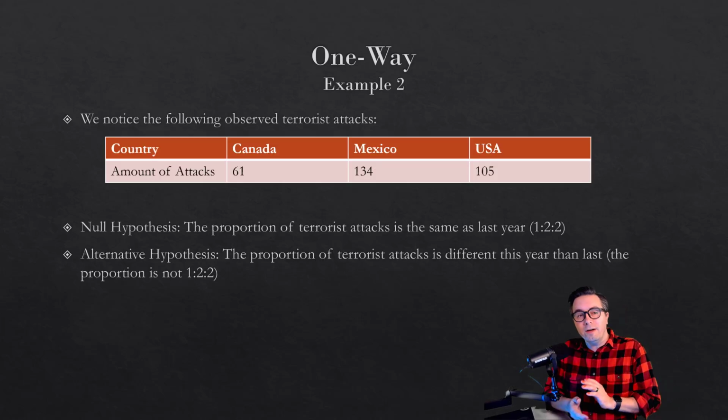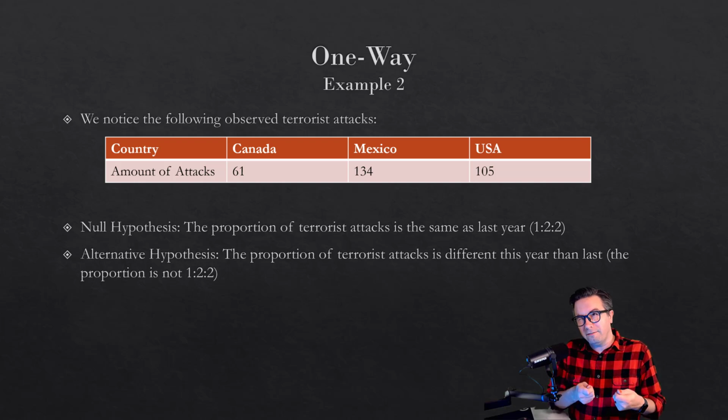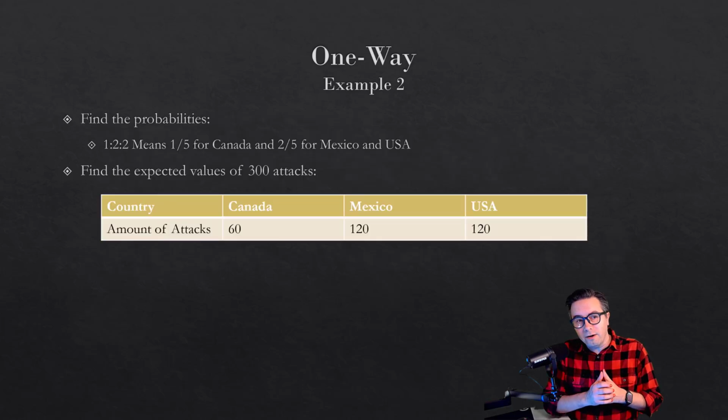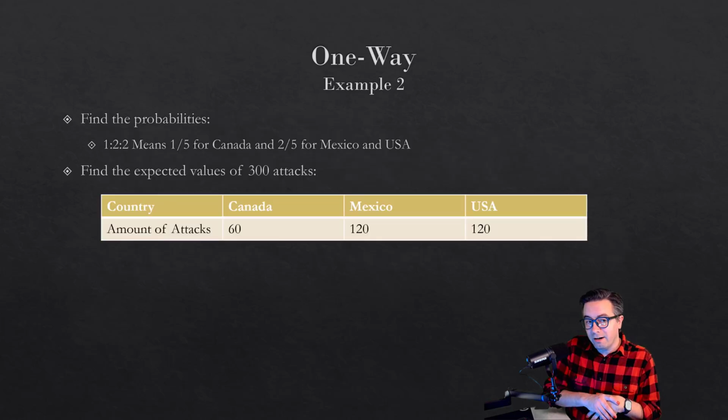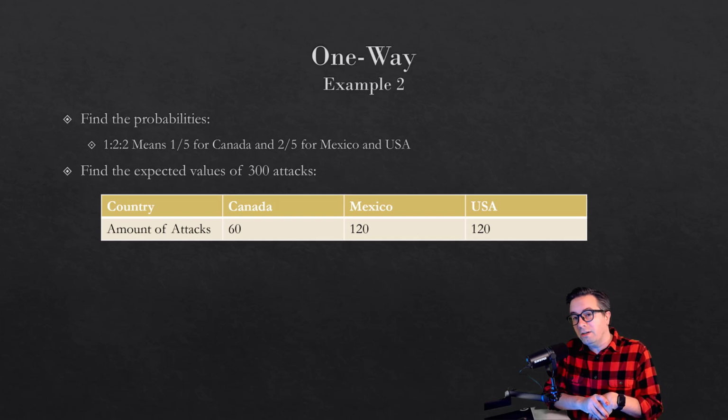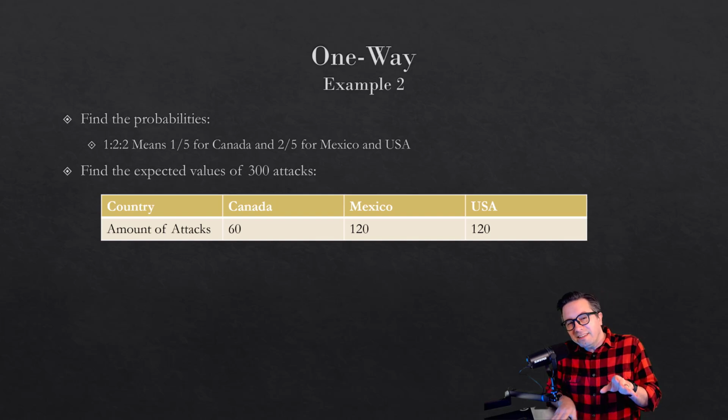So maybe we want to rephrase it, and say that there's a proportion, that it's 1 to 2 to 2. So we use those odds. And so the alternative is that the proportion is not 1 to 2 to 2. In order to do that, we have to think about what the expected values would be if it was 1 to 2 to 2. When we do that, we get this table up above. We get Canada, which is 60, Mexico, which is 120, and US, which is 120. So that seems a lot closer.